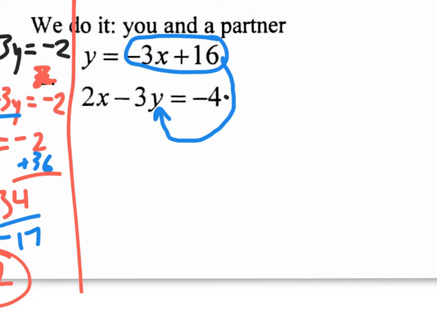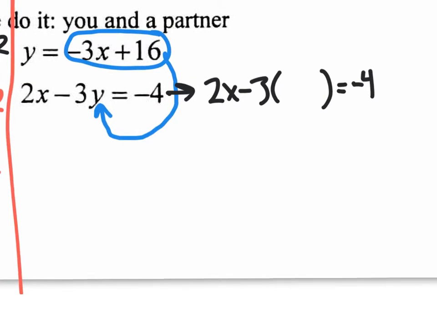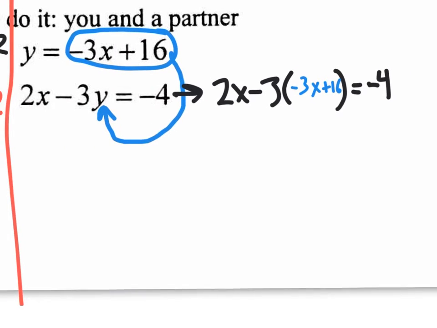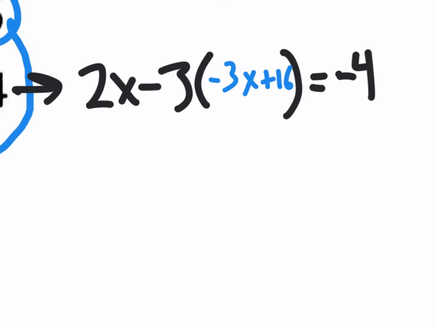So I'm going to draw an arrow this way, and it's going to be 2x minus 3y minus 3 times parentheses equals negative 4. I'm going to plug in the negative 3x plus 16 inside those parentheses. So let me move this over a little. Let me zoom in. Negative 3x plus 16. Does that make sense?